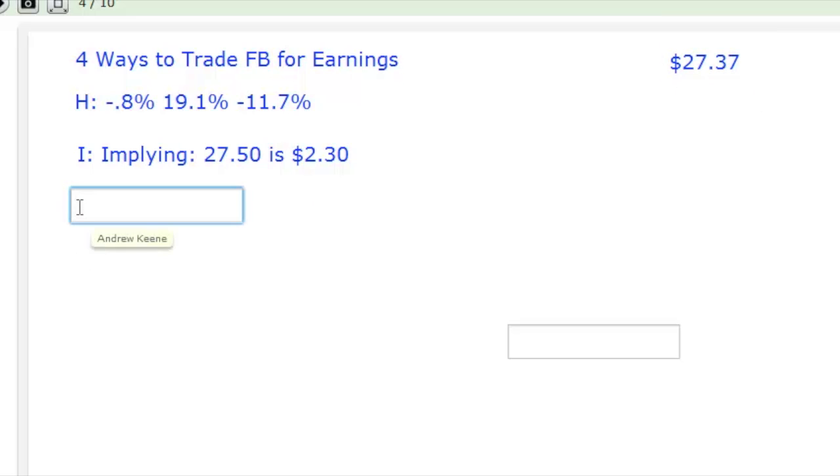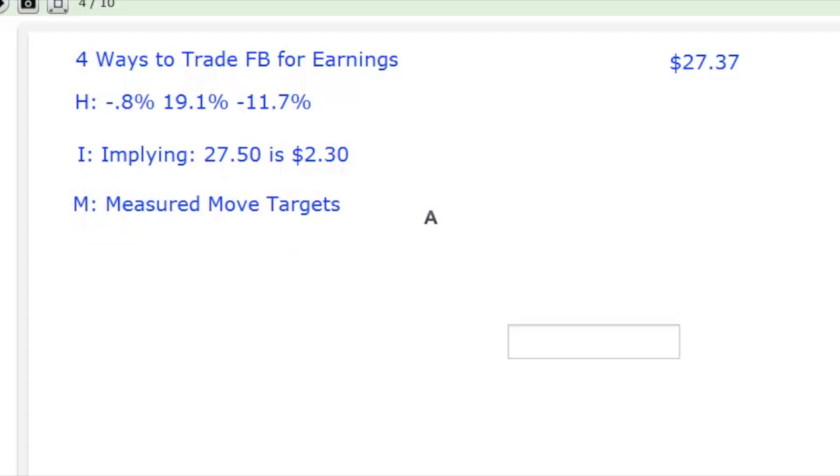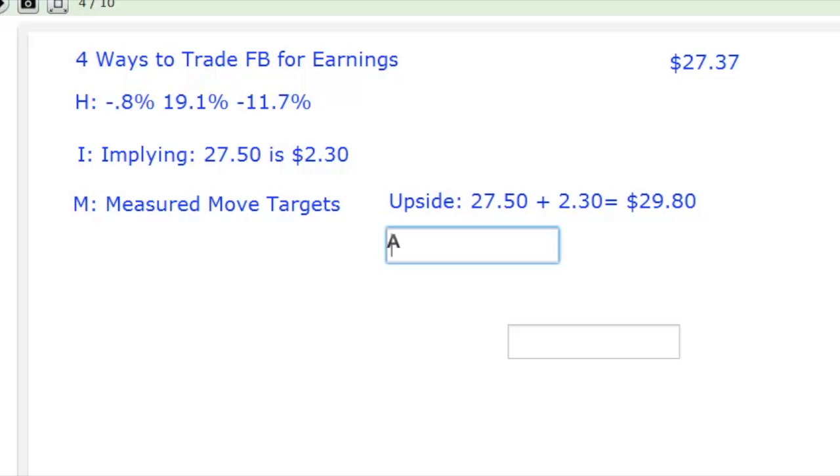Next thing I can go to is the measured move target. I always have one to the upside and one to the downside here. So my measured move targets. The upside measured move target is going to be 27.5 plus 2.30, which gives me 29.80. Then I have a downside measured move target. 27.5 minus 2.30 puts the stock right at 25.20.